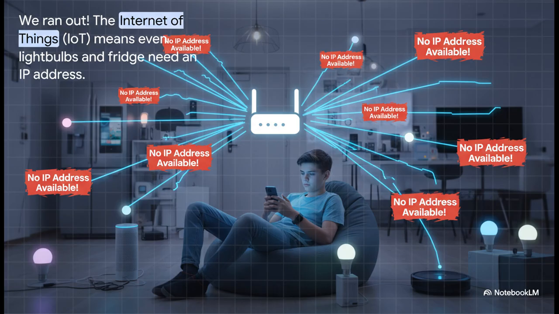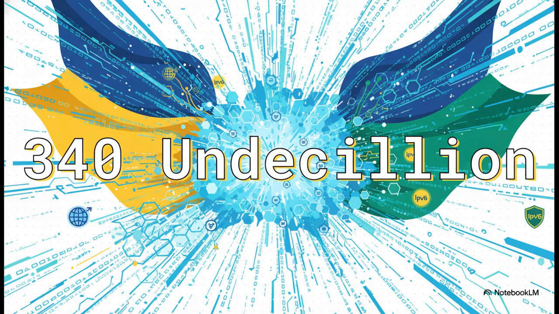With the Internet of Things exploding, suddenly everything needed an address. Your watch, your doorbell, even your smart fridge. 4.3 billion just wasn't going to cut it. And so in comes the superhero, IPv6. It uses a much bigger system, which gives us, wait for it, 340 undecillion possible addresses. That's a 340 with 36 zeros after it. Yeah, I think it's safe to say we are not going to run out of those anytime soon.